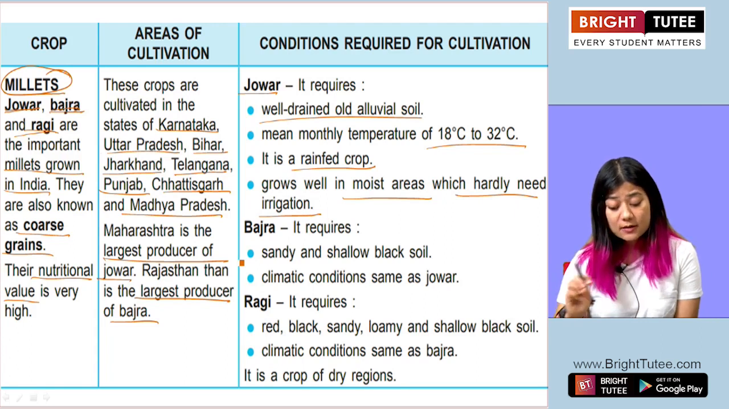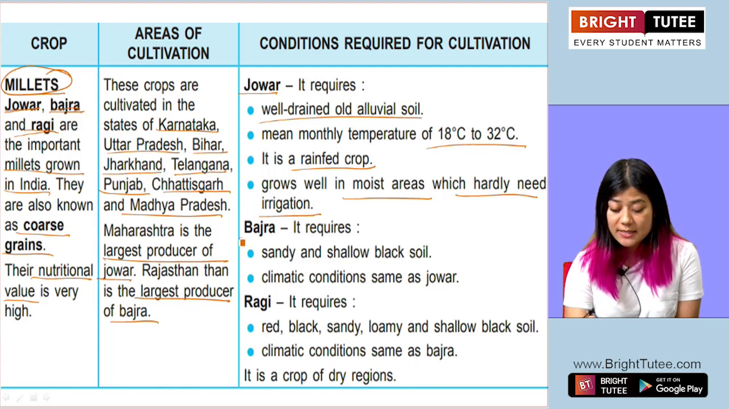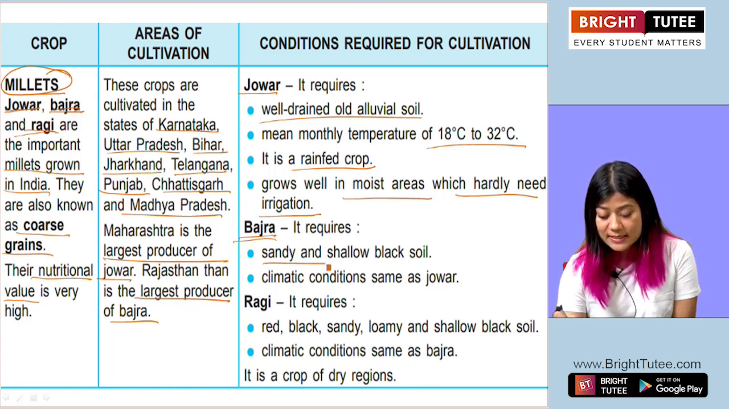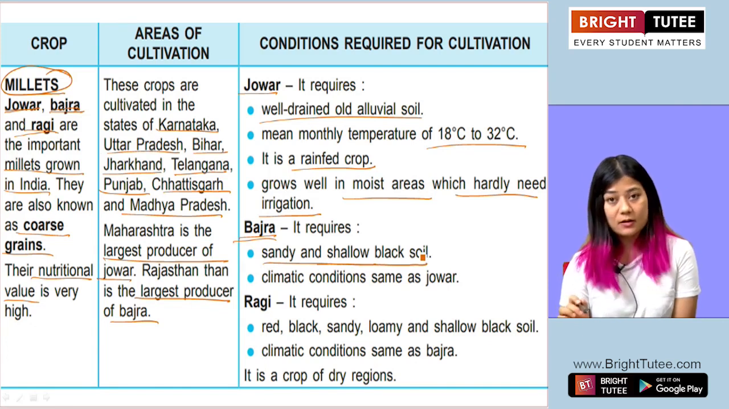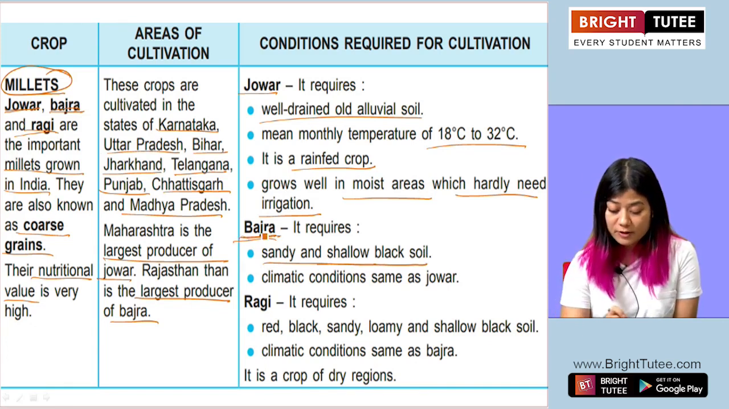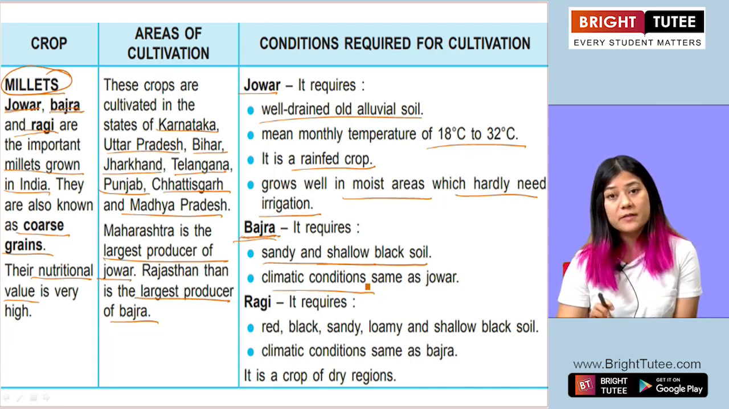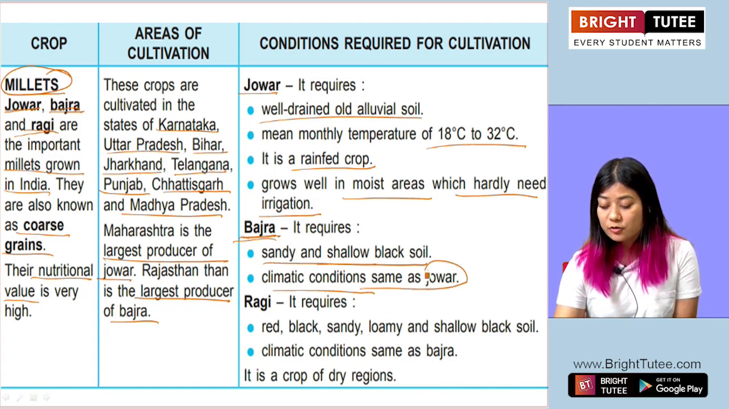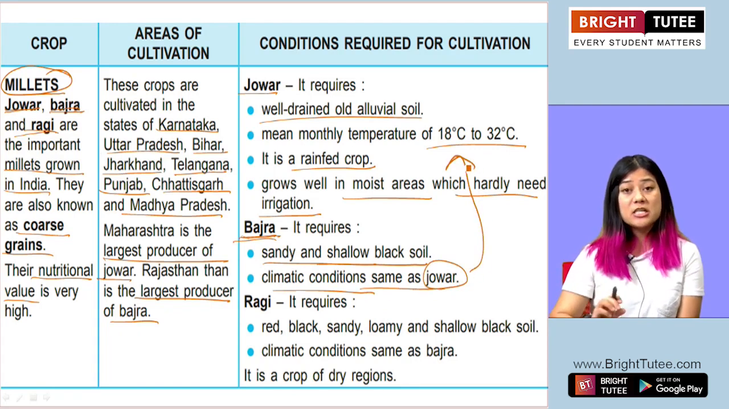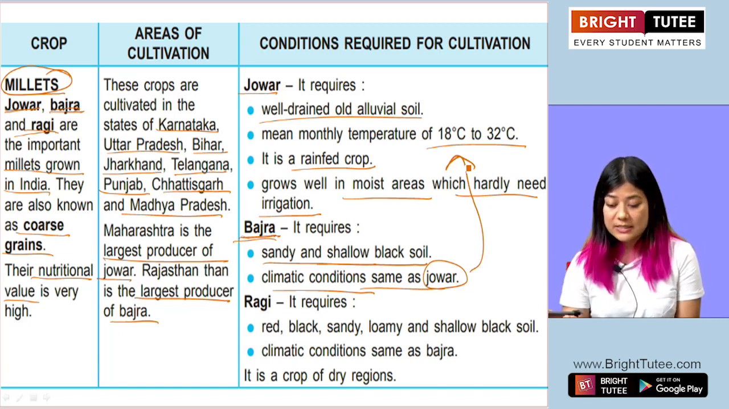The second crop that we are going to look at, and its requirements, is bajra. For bajra, the soil has to be sandy and shallow black. This is the soil requirement of bajra, and the climatic conditions required for the cultivation of bajra are similar to those of jawar. So the temperature needs to range between 18 and 32 degrees Celsius.